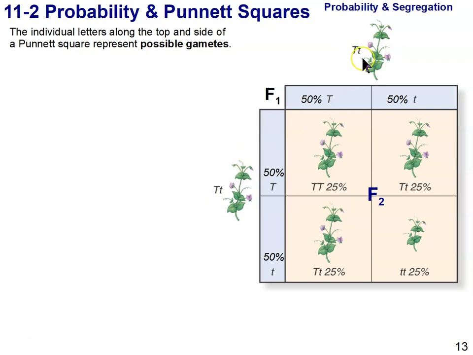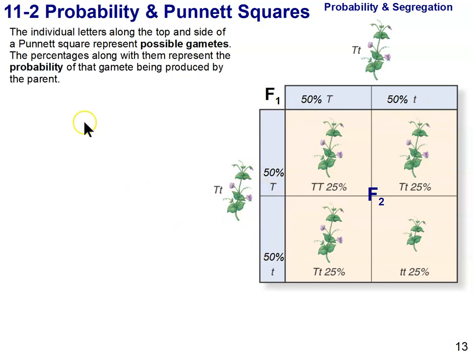So if this was the male, these would be possible sperm. And if this is the female, then these would be possible eggs. The percentages along with those alleles represent the probability that this parent might produce sperm with a dominant allele for tall or a sperm with a recessive allele for short. In other words, half this parent's sperm would be expected to have the allele for tall, and half would be expected to have the allele for short. Same with the female and her eggs. So it's like flipping a coin.